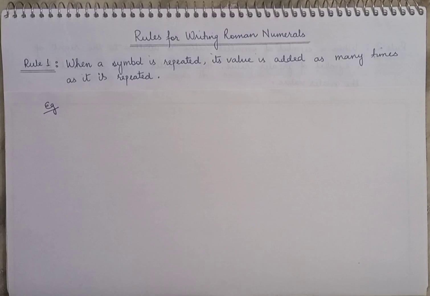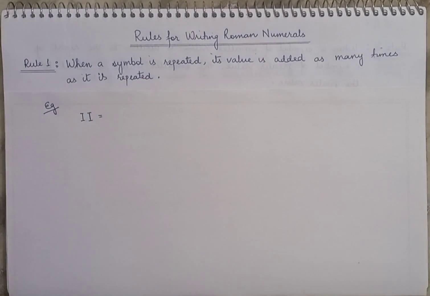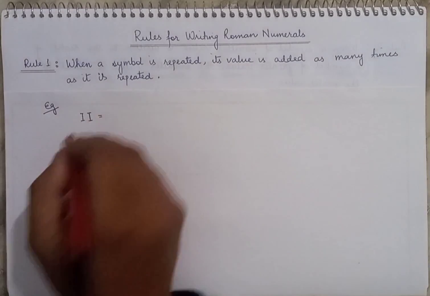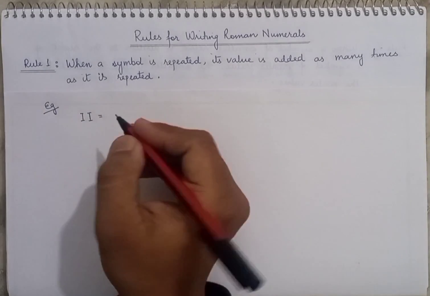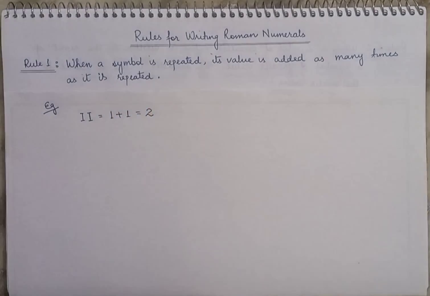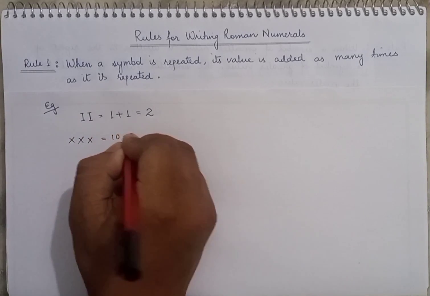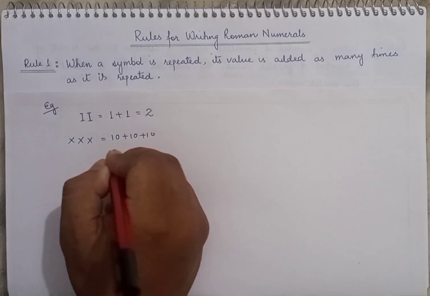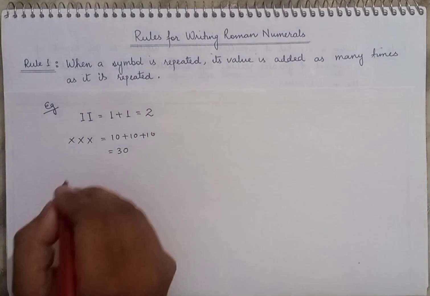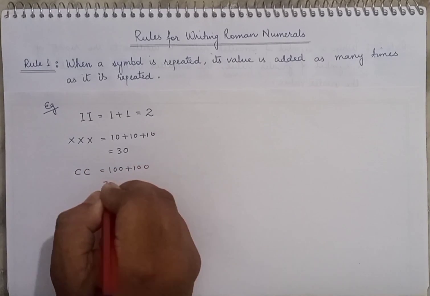Rule number 1. When a symbol is repeated, its value is added as many times as it is repeated. It means if we repeat a symbol, its value is added. Here we have written I and I. So this is 1 plus 1, which gives us 2. Similarly, if we write X, X and X, this is 10 plus 10 plus 10 equal to 30. If we write C and C, this is 100 plus 100 equal to 200.